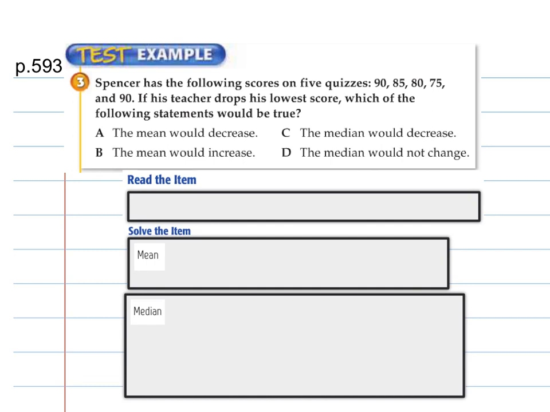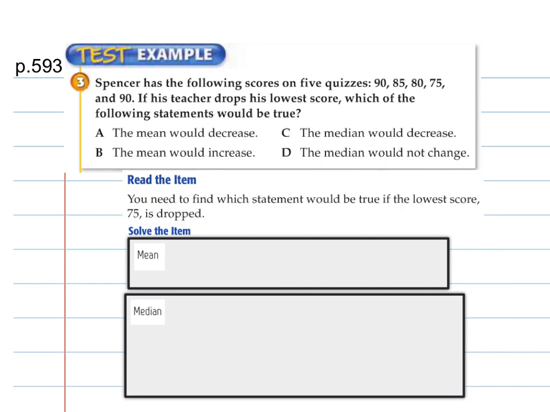Spencer has the following scores on 5 quizzes: a 90, 85, 80, 75, and 90. If his teacher drops his lowest score, which of the following statements would be true? A, the mean would decrease. B, the mean would increase. C, the median would decrease. Or D, the median would not change.